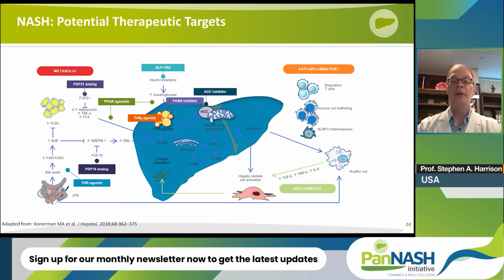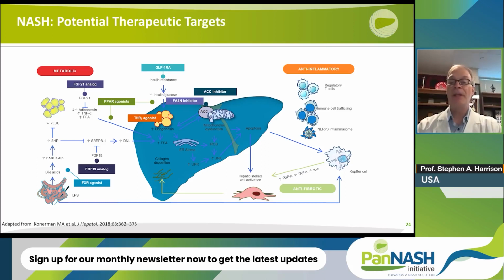Many you see listed here, and I've broken them down into metabolic, anti-inflammatory, and anti-fibrotic. The majority of therapies being developed today for NASH target metabolic processes, as you see illustrated via FXR agonism, FGF19, FGF21 agonists, PPAR agonists, thyroid hormone receptor beta agonists, GLP-1 receptor agonists, FASN inhibitors, and acetyl-CoA carboxylase inhibitors. This is where we see the majority of work being done today and where we'll focus our energies.